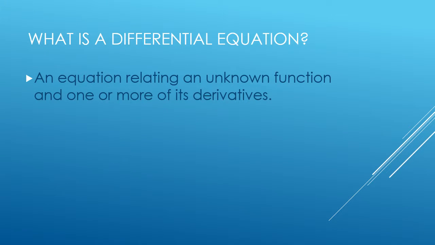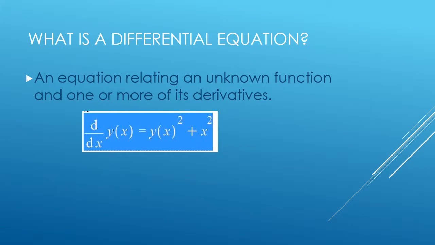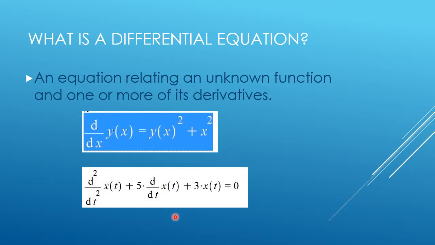Big question is, what is a differential equation? An equation relating an unknown function and one or more of its derivatives. So this is a differential equation. It's actually a nonlinear differential equation, since y is squared, where y is the dependent variable and x is the independent variable. The y squared makes this a nonlinear differential equation. Here's a second order linear differential equation right here.